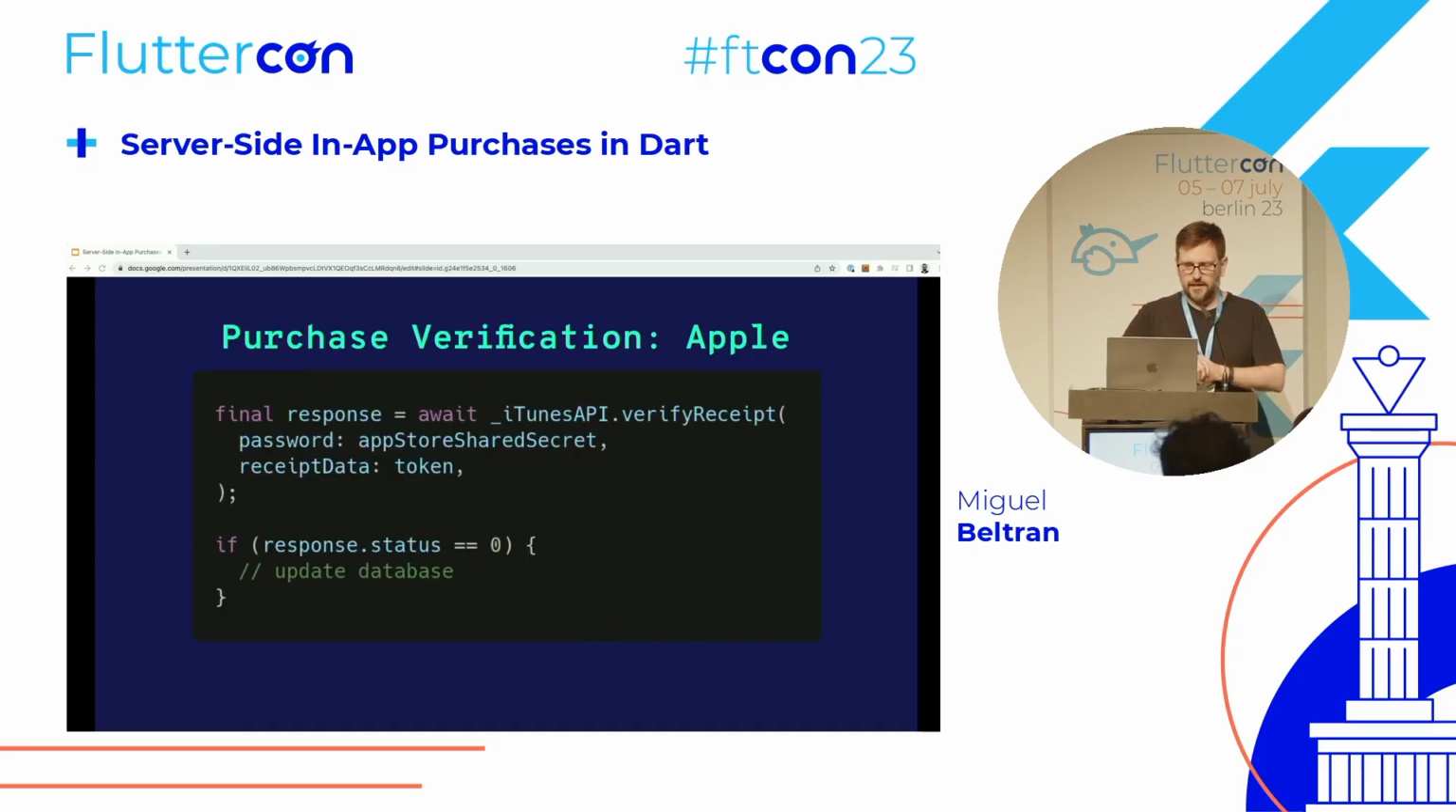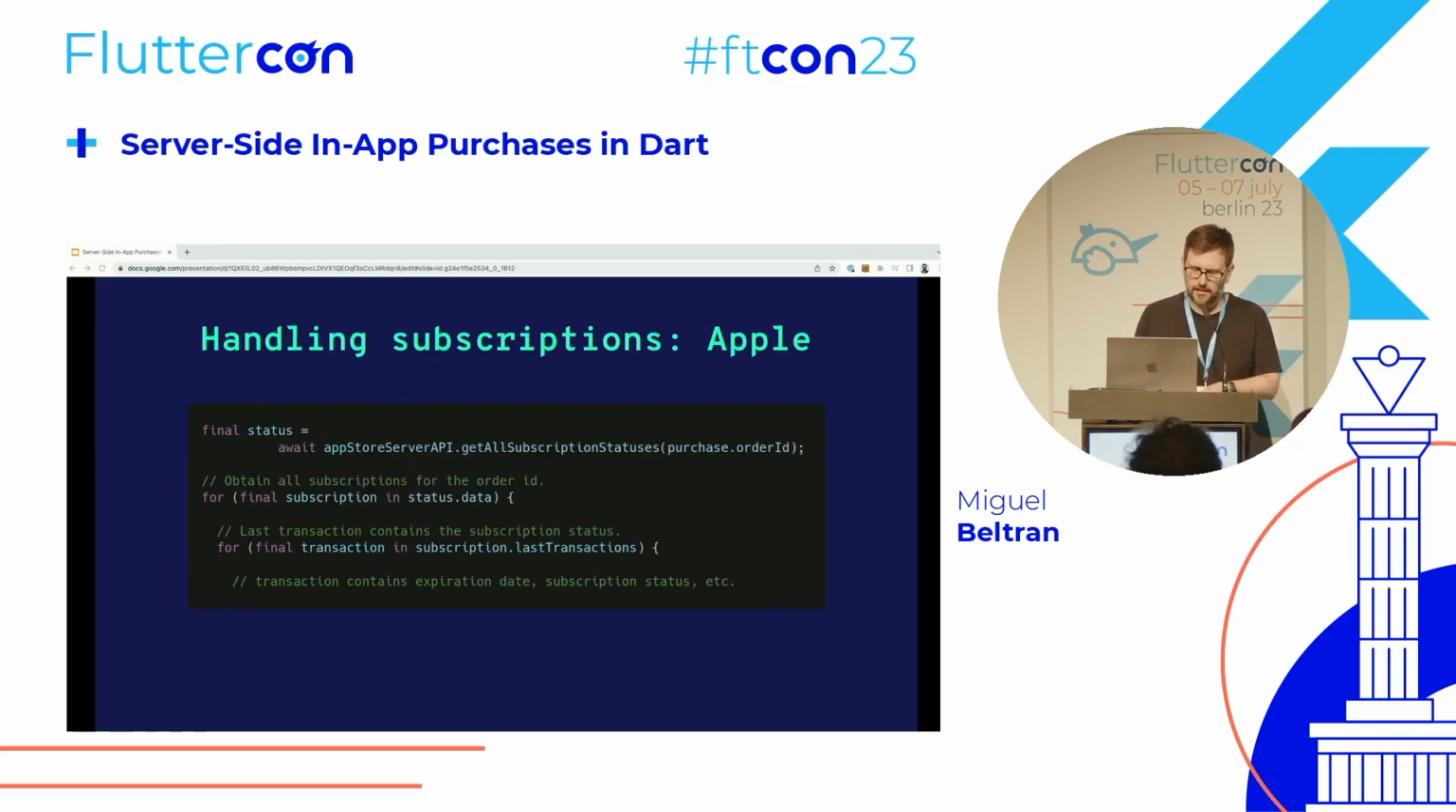For Apple, it looks very similar. You have the iTunes API, and this is provided by the library that I have shown you before. And you have a verify receipt method here. You just pass the authentication key that you're going to get from iTunes, and also the token or the receipt. This is going to give you a response. If the status is 0, everything went all right. If the status is something else, well, you need to look at the Apple documentation to understand what that means.